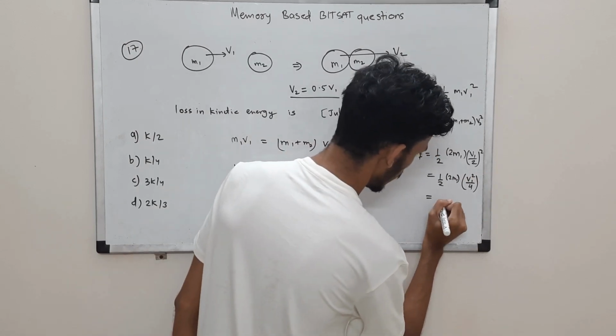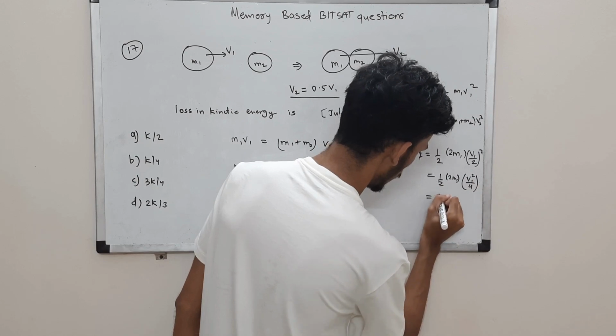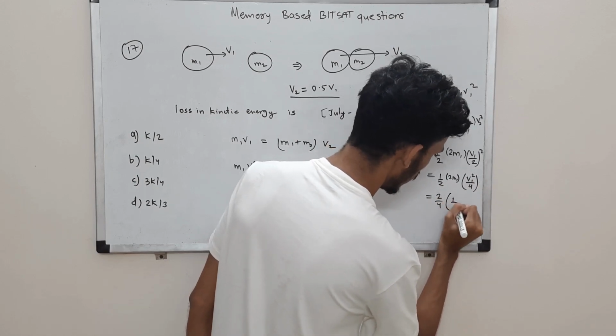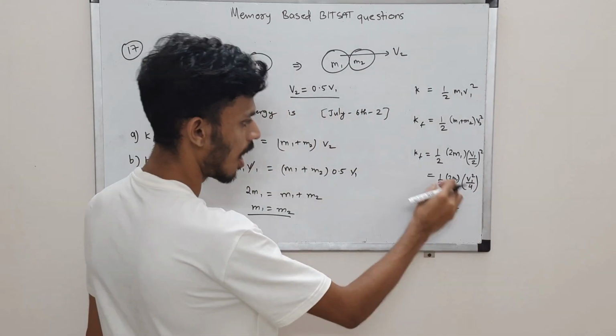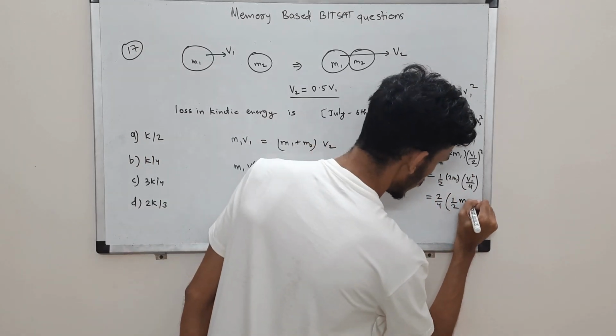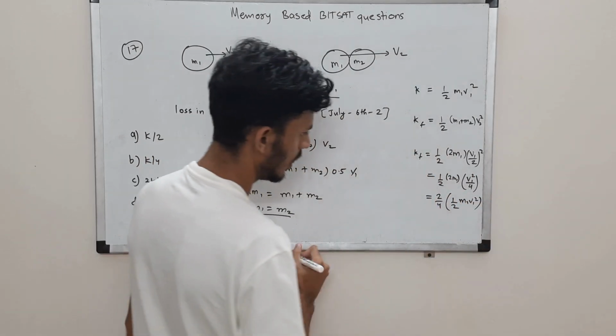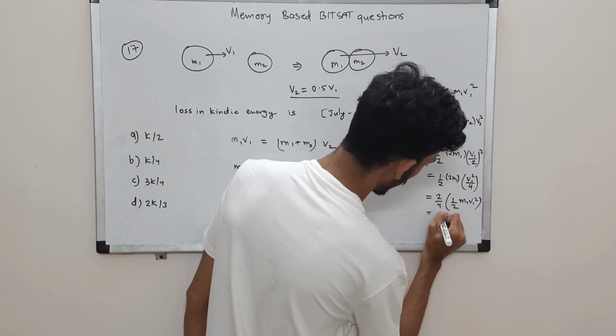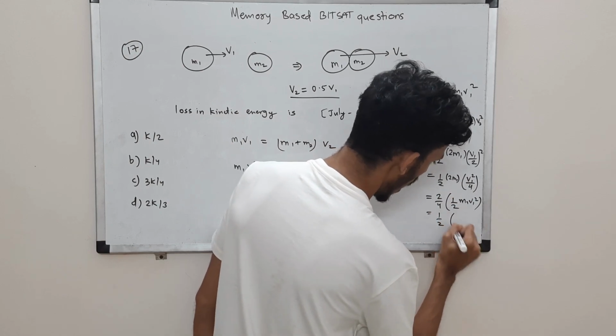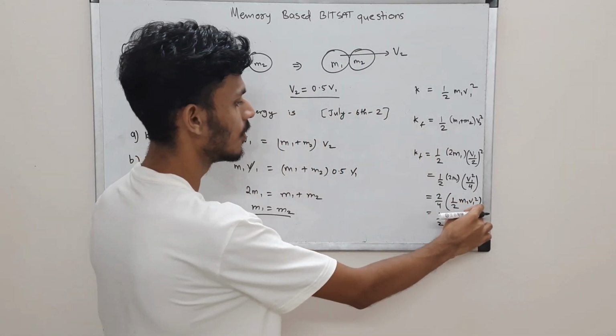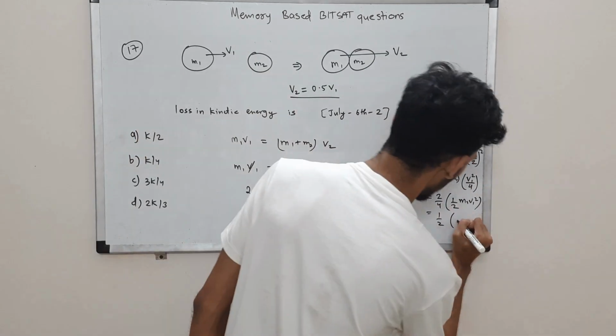So I'll separate out some terms. I'll separate out this 2 and 4 so you can see it more clearly. So what will we be left with? Half m1 v1 square. If you see, 2 by 4 is, sorry, half, and this is nothing but half m1 v1 square. This is the initial kinetic energy.